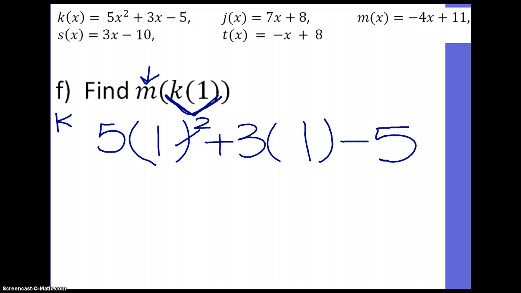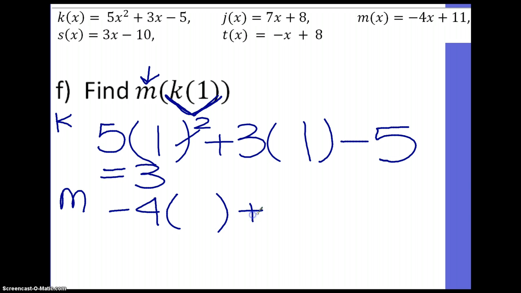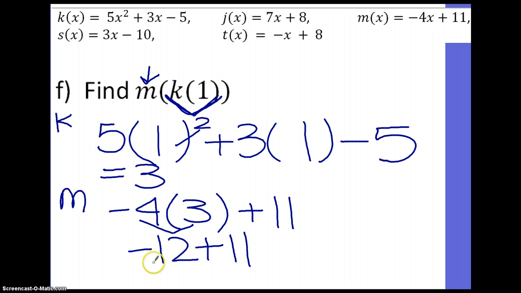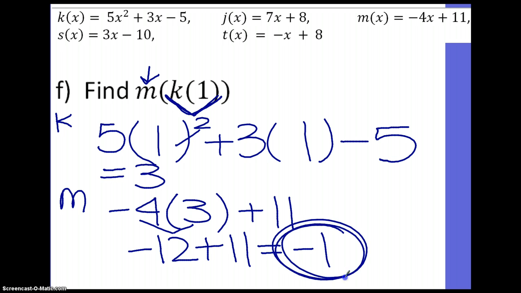So m, we're going to plug in. Remember that answer was 3. So in for x, on the function m, we're going to plug in a 3. Negative 4 times 3 is negative 12 plus 11. Negative 12 plus 11 is negative 1. And so that would be our final answer, negative 1.